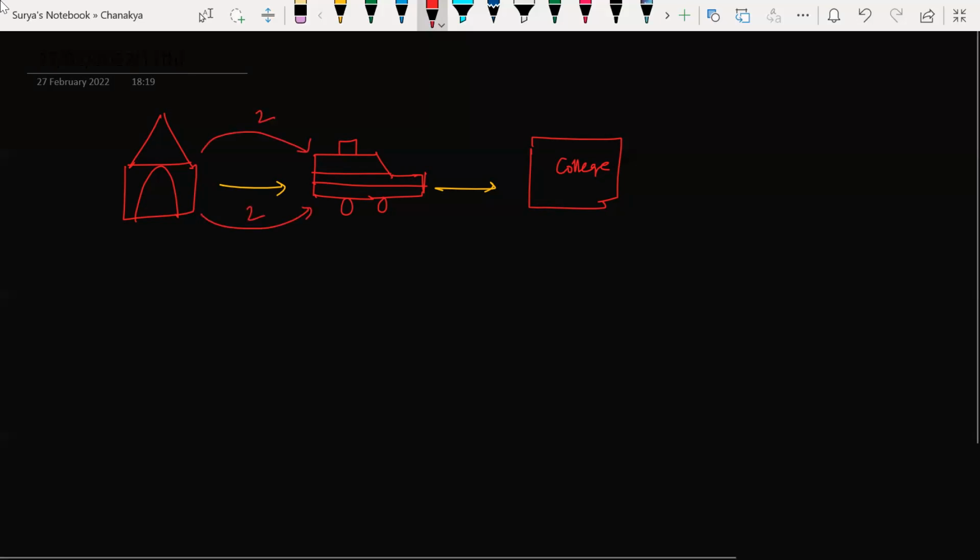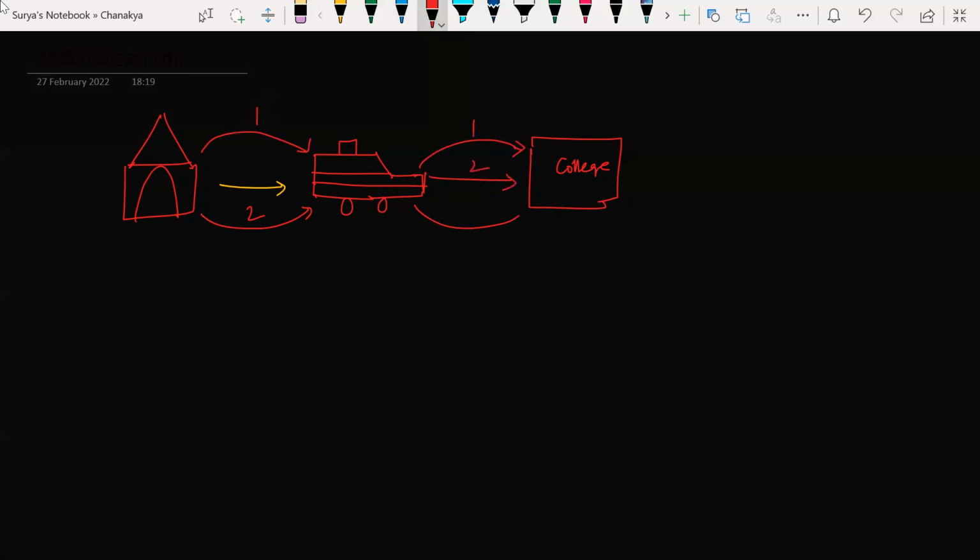2 ways. First way and second way. After reaching the auto, after catching the auto, the cab driver takes you, and you have 3 ways to reach your college. So from home to catching the auto you have 2 ways. After catching your auto to reach college you have 3 ways. So look at this here, you have 3 ways.